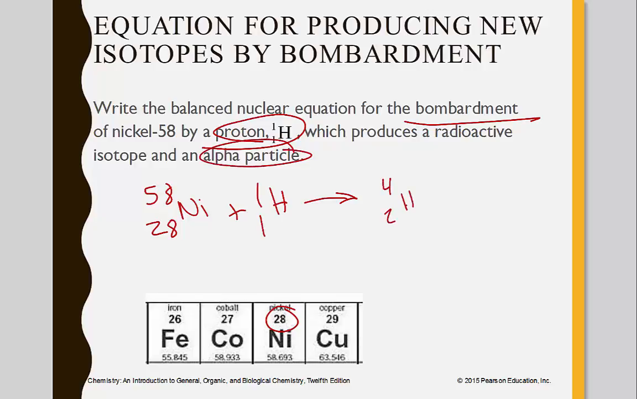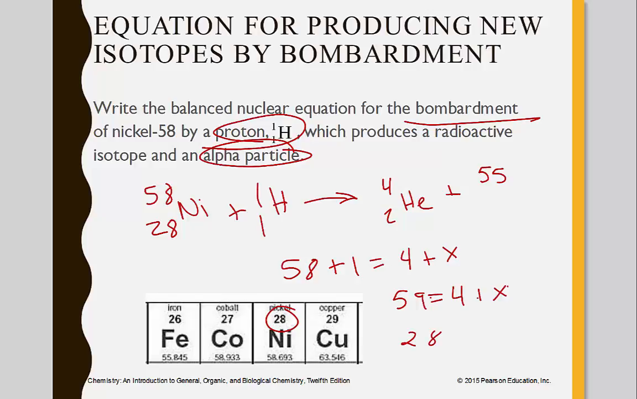So we have 58 plus 1 is equal to 4 plus x. So 59 is equal to 4 plus x. That's going to equal 55. The bottom number, 28 plus 1, is equal to 2 plus x. So that's 29 is equal to 2 plus x, which is then equal to 27. So we look on the periodic table, 27 is cobalt.